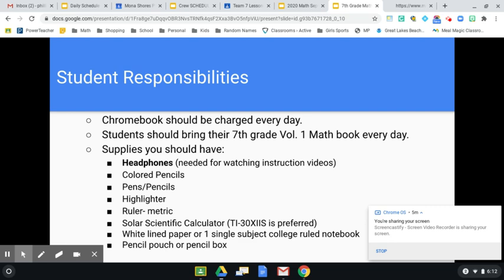pens, pencils, highlighter, ruler. A calculator is going to be very important as well, and we do use it in Chapter 1, so please make sure you have that. A white line paper or a college ruled notebook, however you'd like to take notes. We work out of the book most of the time, but if you need the notebook to write down additional notes, then that's great to have as well. And then just a pencil pouch to keep everything with you. So again, please make sure that those supplies are with you and ready to go every day.